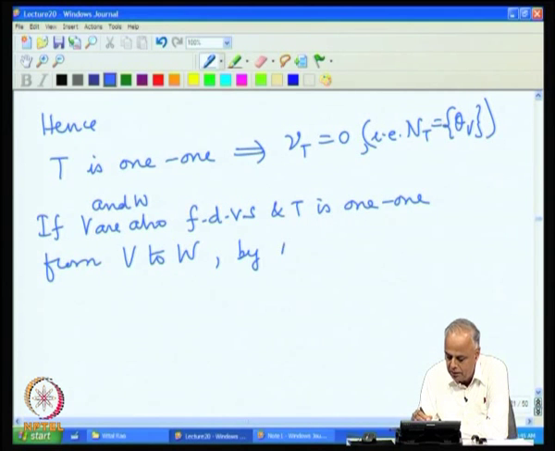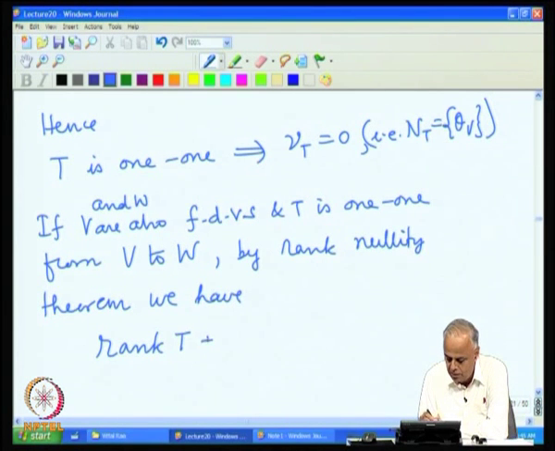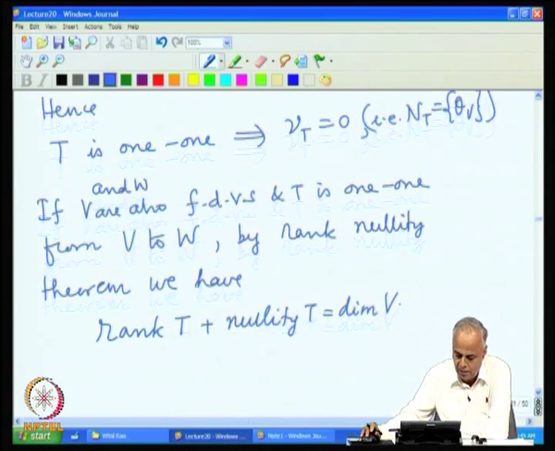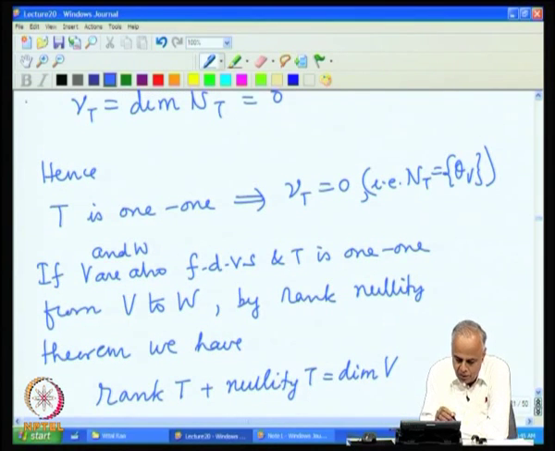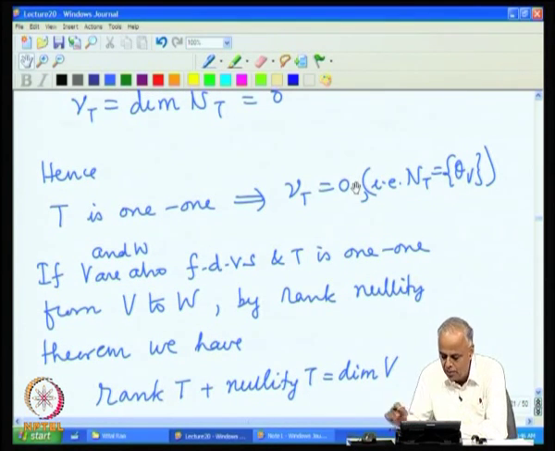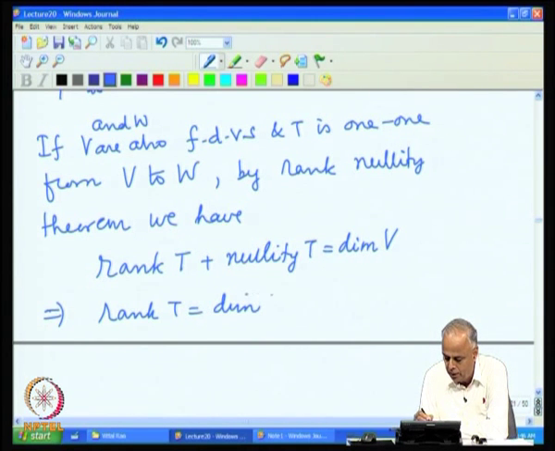By rank nullity theorem, we have rank T plus nullity T is equal to dimension of V, that is the rank nullity theorem. Now, if T is 1-1, we have seen that the nullity is 0, and therefore rank of T is equal to dimension of V if T is 1-1.